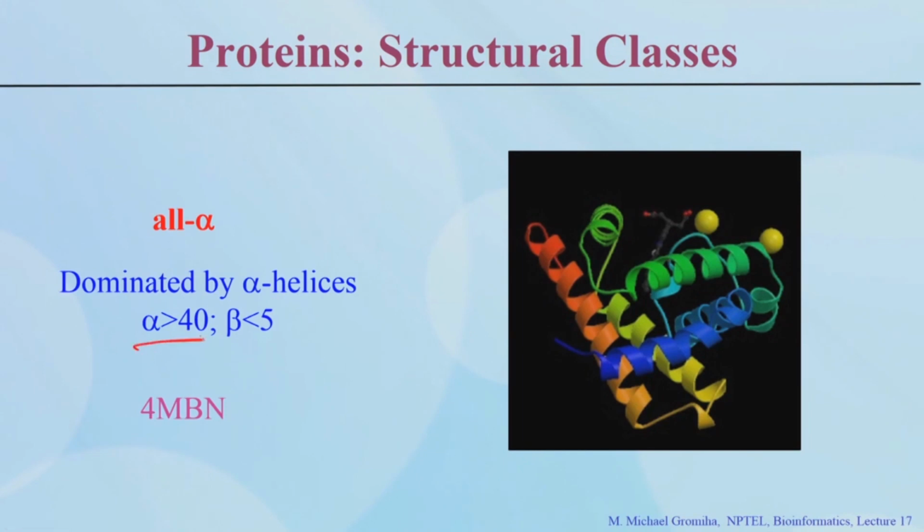So, more than 40% alpha helices and few beta strands, right. You can see an example. Here you can see several alpha helices. This is the structure of myoglobin, right. It contains 8 alpha helices, but there are no beta strands here. So, you can see the structure.